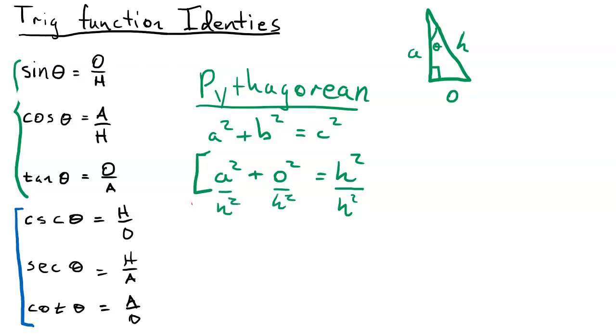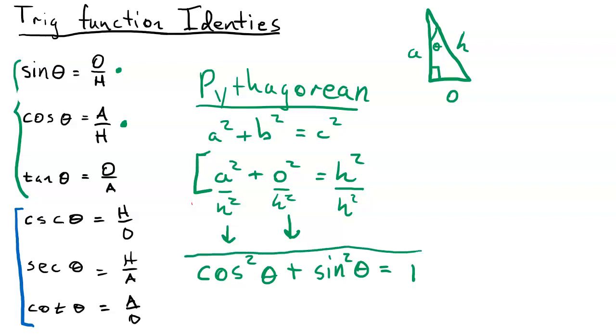If we divide by h squared, right here we're going to have a term that is adjacent over hypotenuse squared. Well, we have right here that adjacent over hypotenuse is called cosine theta. So we can replace that with cosine squared theta. Similarly, we have opposite over hypotenuse, which is sine theta, so we can replace this with sine squared theta. And then we have h squared divided by h squared, which is just 1. So this is called a Pythagorean identity because it is always true, and we derive it from the Pythagorean theorem.